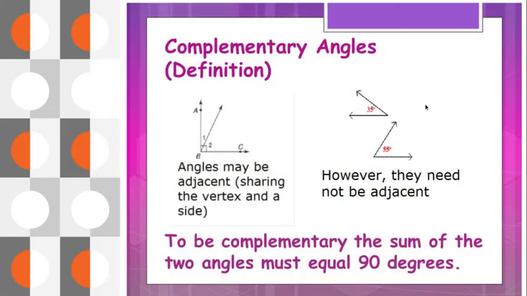A couple other definitions that we need to know. Complementary angles. Complementary angles, the sum of the two angles equals 90 degrees. If that's the case, we say one angle is a complement of the other. Notice that they may be adjacent, sharing the vertex and a side, but they don't have to be adjacent. The only thing that has to be true for two angles to be considered complementary is that they have to add up to 90 degrees.